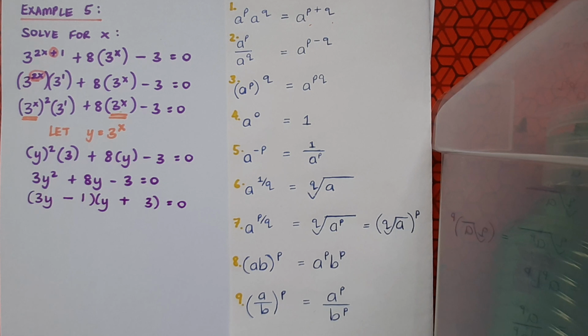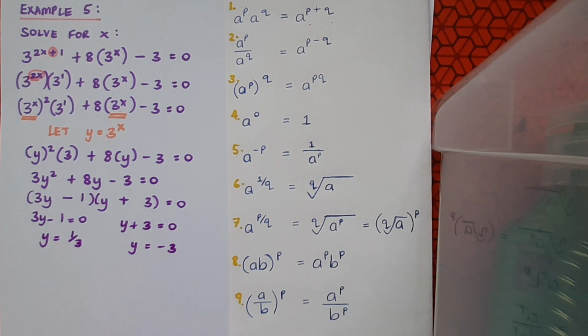So we get 3y minus 1 times y plus 3 equals 0. So I have to solve now for y. So let each factor equal 0. And I get 2 solutions for y. So y is equal to 1/3 or y equals minus 3.